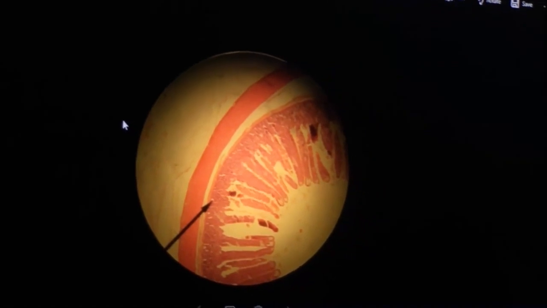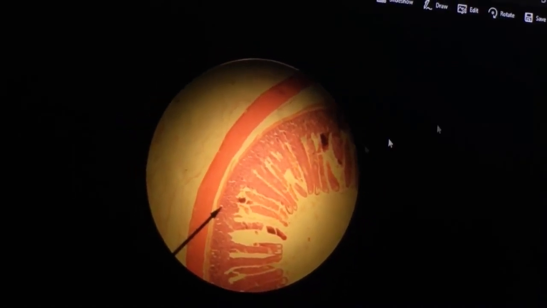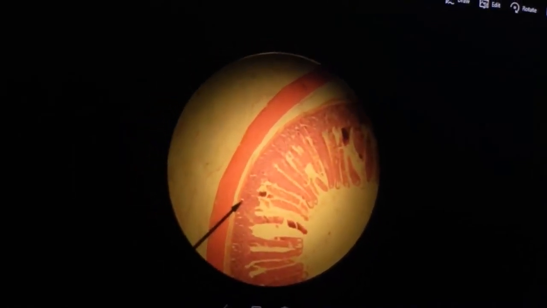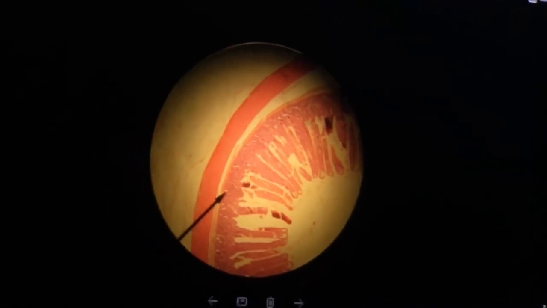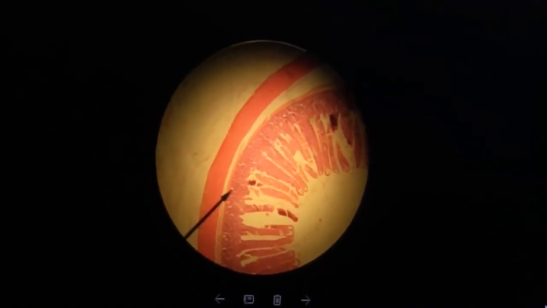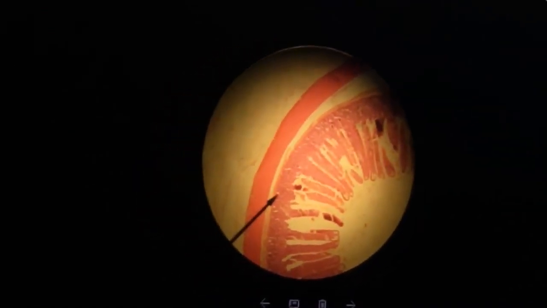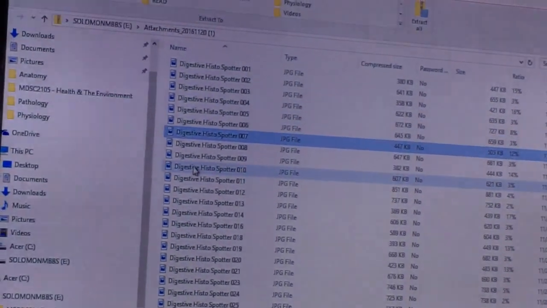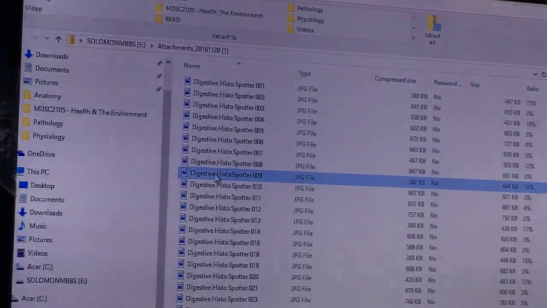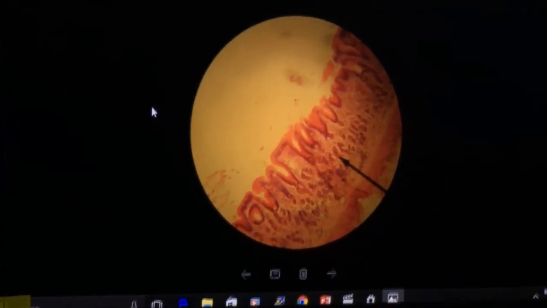Everybody get that? Alright, moving on, guys. No, that's good. Perfect. Alright, moving on. Good. So is this the jejunum or duodenum now?